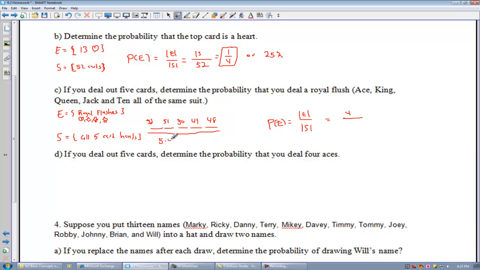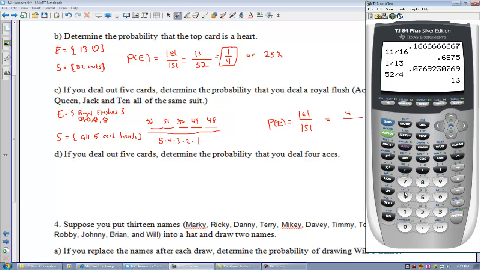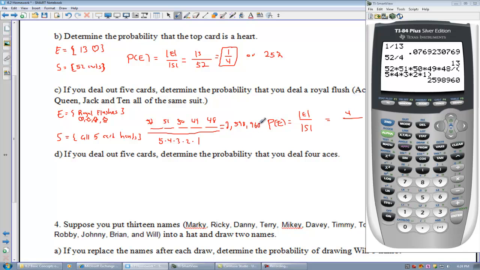So on my calculator, I can do this. I take 52 times 51 times 50 times 49 times 48, and then divide by, left parenthesis, 5 times 4 times 3 times 2 times 1, in parenthesis, hit enter, and I get out this number, 2,598,960 possible hands.